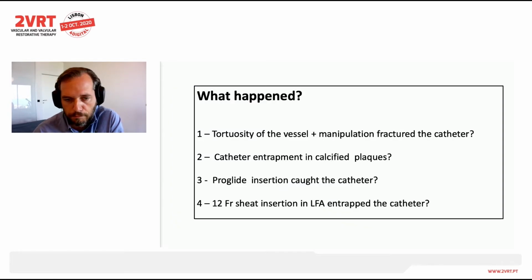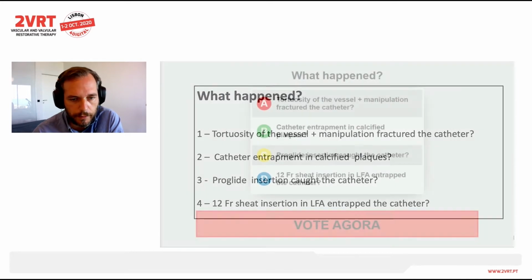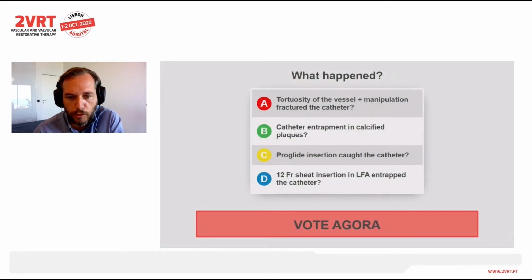And now I'm asking, so what happened? Did you have a tortuosity? What was the mechanism of this? Tortuosity of the vessel plus manipulation fractured the catheter, or a catheter entrapment in calcified plaques? Or do you think it might be the ProGlide insertion that caught the catheter? Or maybe the 12 French sheath insertion in the left femoral artery entrapped the catheter? What do you think, please? Vote.